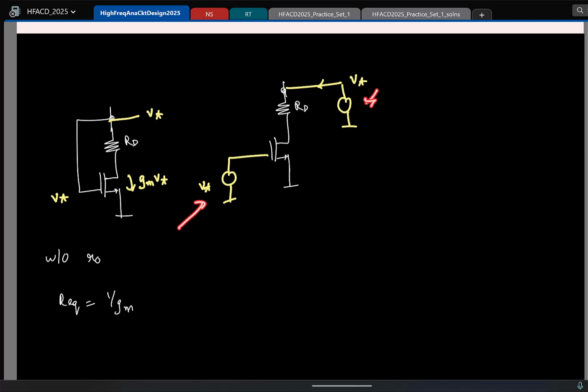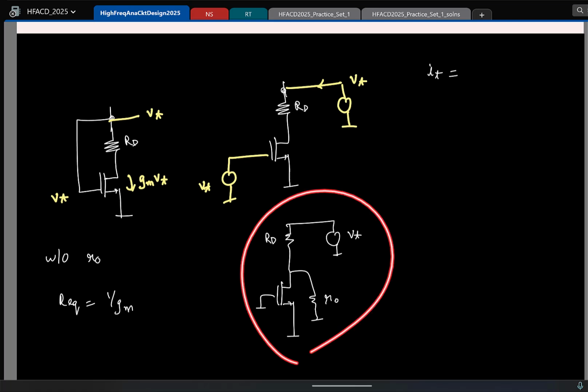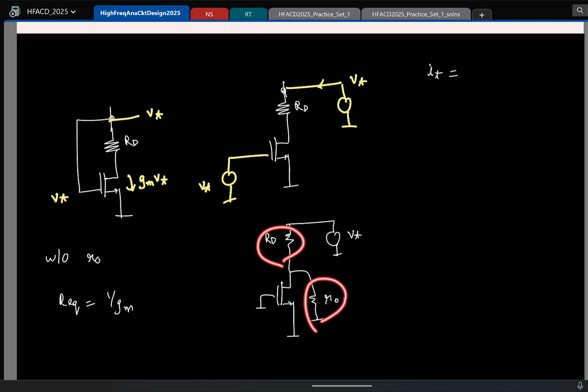What can you do? Let us first consider only the source applied at the drain, the voltage source connected to the drain. Here you apply V test. This is RD. What is the incremental equivalent of this? R naught. VGS is 0, so there is no Gm VGS component. So you only have R naught. What is the test current now? I just have RD and R naught in series, so the test current is V test over RD plus R naught.